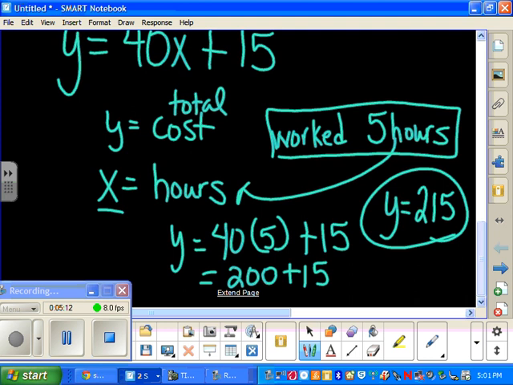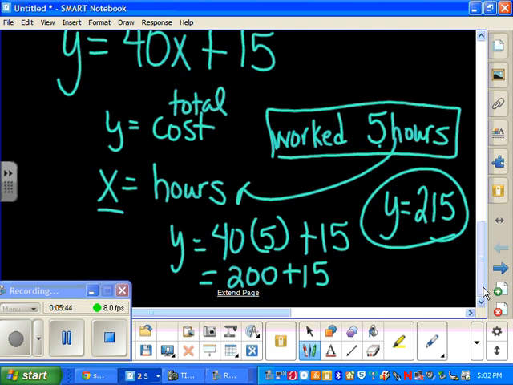215. All you do is if x is hours and they give you a number for hours, you plug that number in for x. My parentheses mean to multiply. I put that in parentheses so that you knew to multiply. So 40 times 5 is my 200 plus my 15 would give me my answer. So if they give you the number to plug in, just plug in and that is your answer. Don't make it too hard.